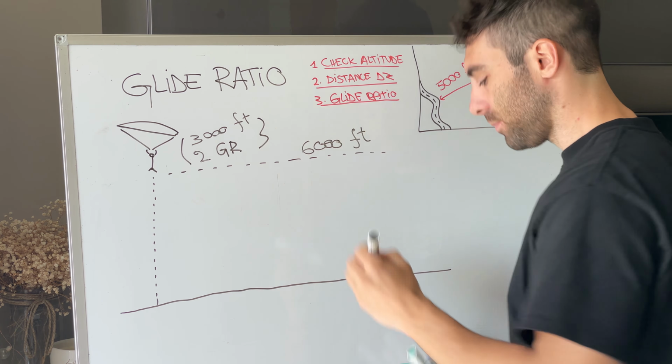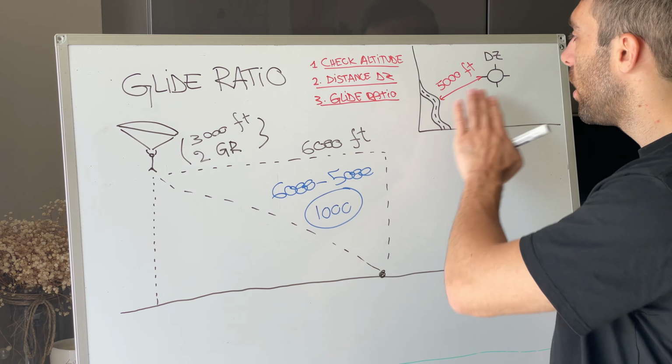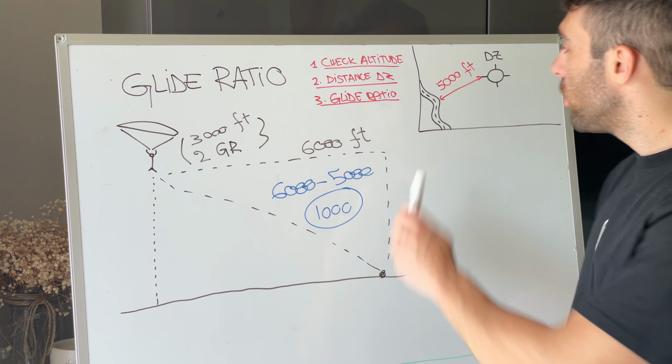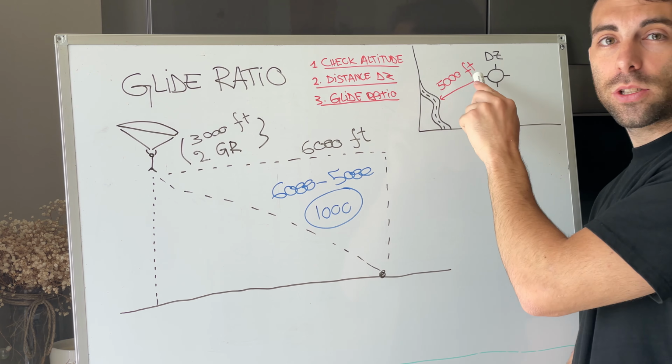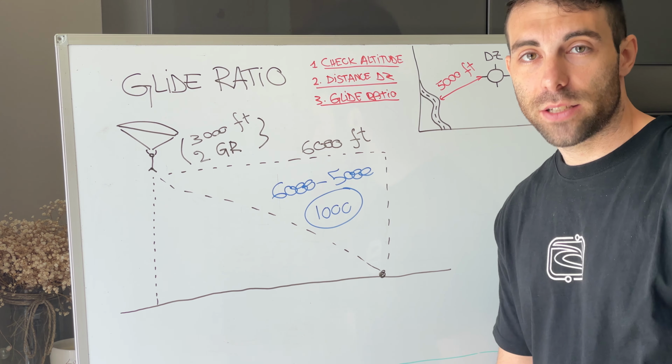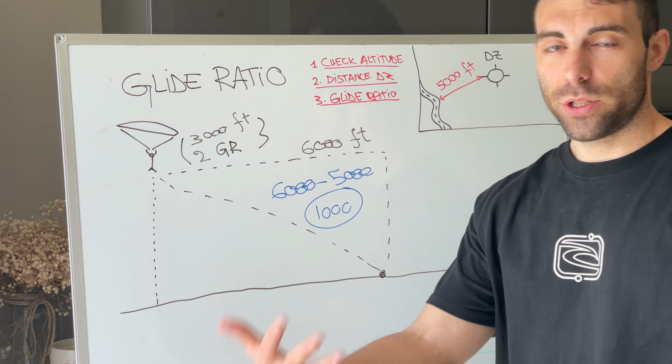If we have 5,000 feet between the highway where we are now and the drop zone, math is pretty easy now. It's gonna be 6,000 minus 5,000. So we will end up with something around 1,000 feet of safety that we have before landing. So you can make some turns above the drop zone and land safely. So let's repeat the procedure.